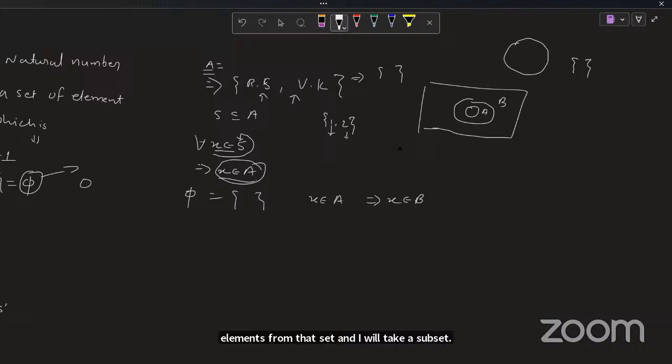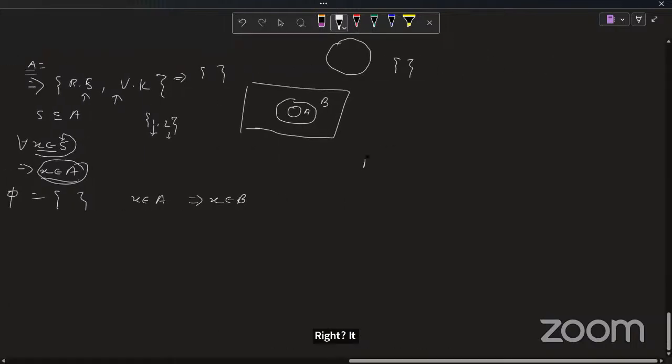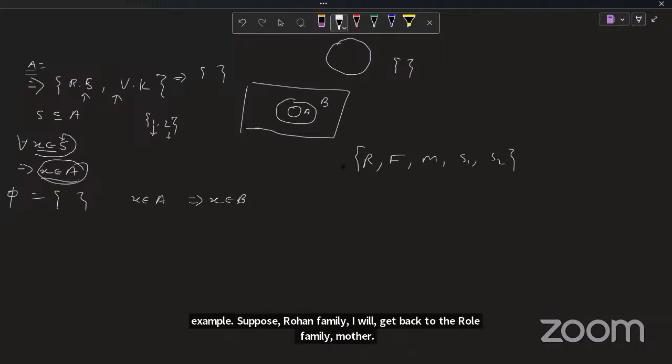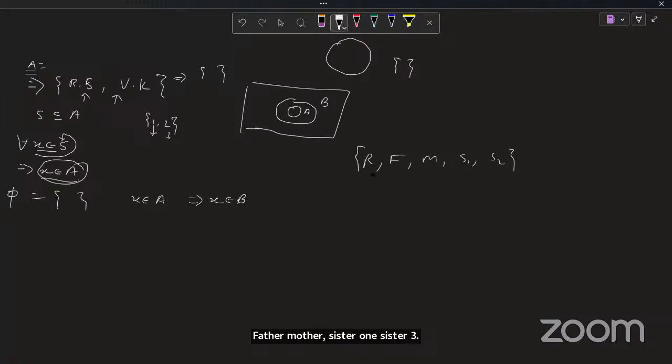I am just giving you a simple example. Suppose the Rohan family: father, mother, sister 1, sister 2. This is a set, the Rohan family. This family has to go to a marriage, suppose his friend's marriage. Usually what happens is, every member will not go to the marriage, some members will go.